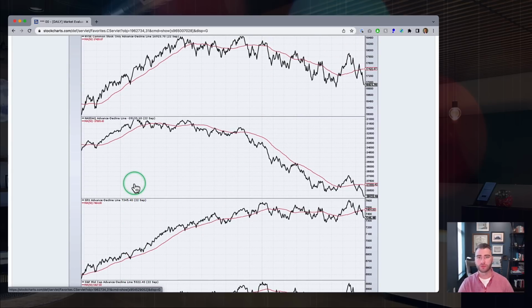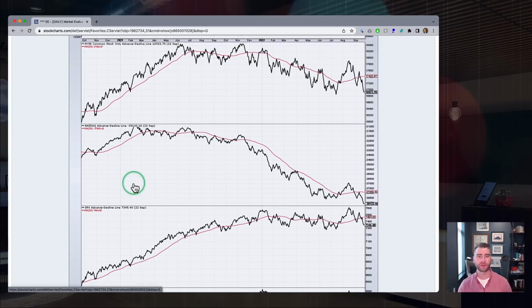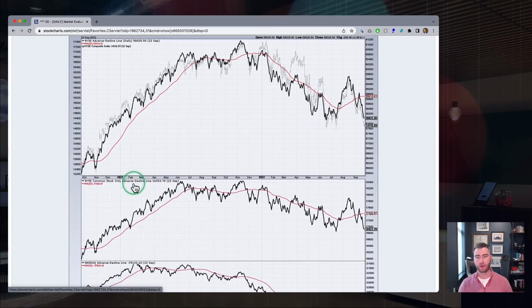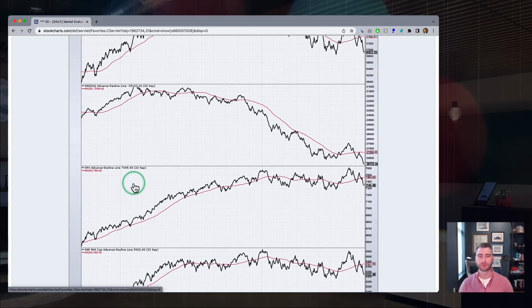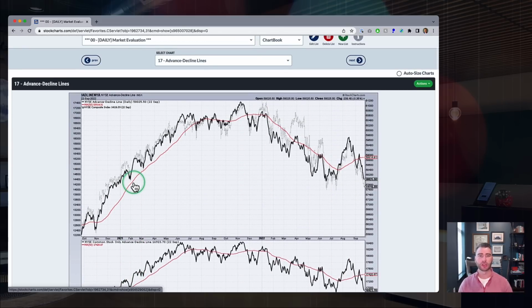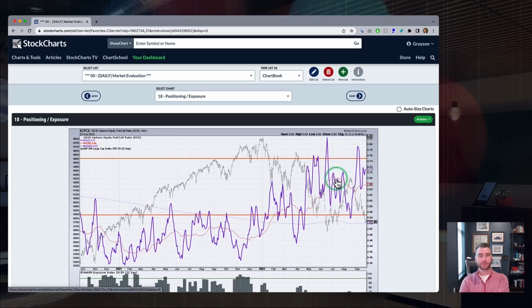Simple concept: if these lines are moving lower, that means we have more declining stocks than advancing stocks. If these lines are moving higher, that means we have more advancers, which is a good thing. Right now, all of these are moving lower, or at best drifting sideways, but really a lot moving lower here, kind of similar to what we saw reflected on the previous chart as well.